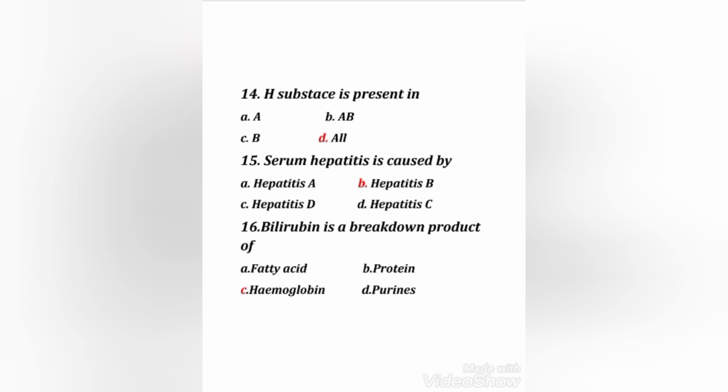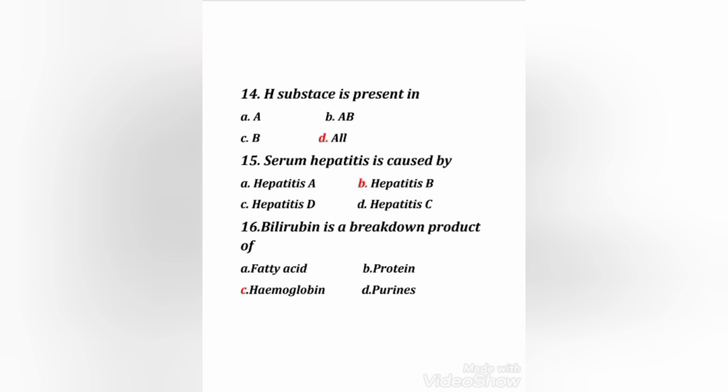Next question. A substance is present in blood group A, AB, B, all. A substance is present in all blood groups. So the right answer is option D, all, except those with the Bombay blood phenotype. Next question. Serum hepatitis is caused by hepatitis A, hepatitis B, hepatitis D, hepatitis C. Here the right answer is that serum hepatitis is caused by hepatitis B virus, and hepatitis A virus causes infectious hepatitis.